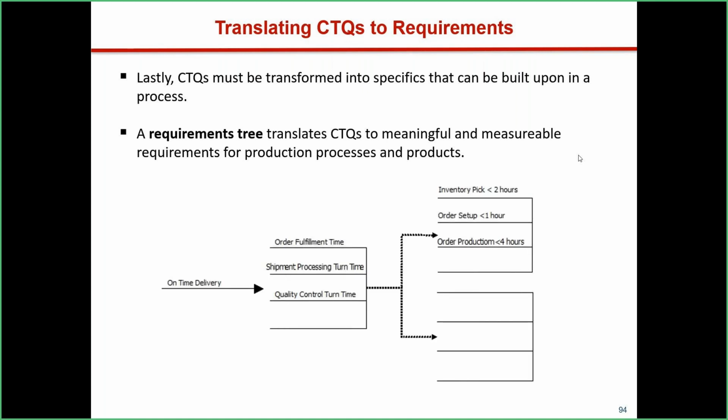So on-time delivery. The customer says, you know what, I want on-time delivery every time. So what happens in on-time delivery? A requirement tree helps you to assess what an on-time delivery looks like and what it should be. So order fulfillment time, shipment process turn time, quality control time. It further moves into inventory has to be picked up under 2 hours, order has to be set up under 1 hour, production under 4 hours. So this further grows into a tree, an upside down tree you can say. But this gives you a fair bit of idea how exactly a requirement tree works or looks like.